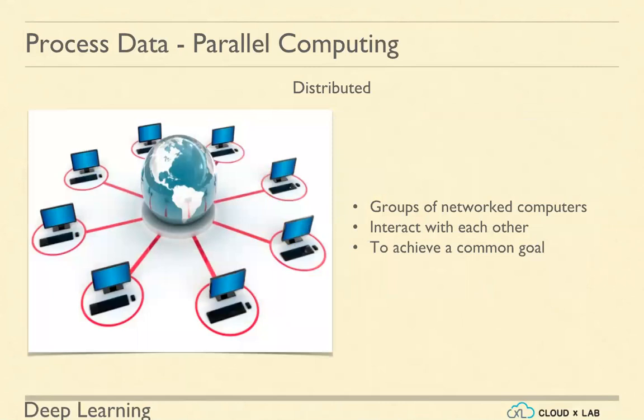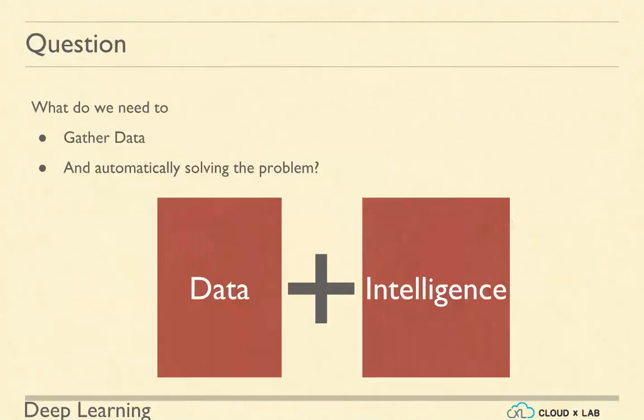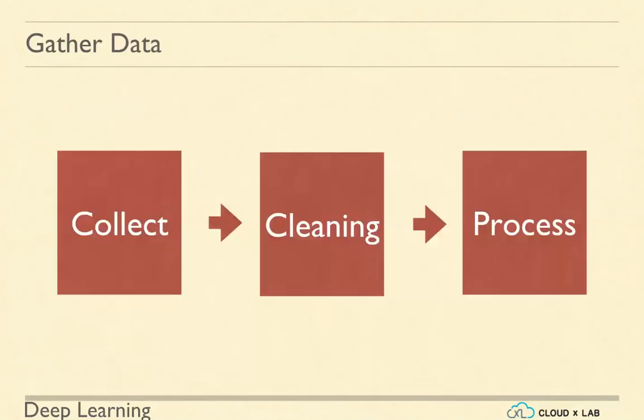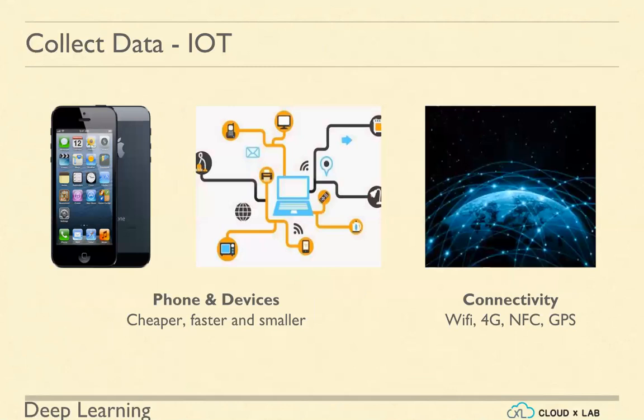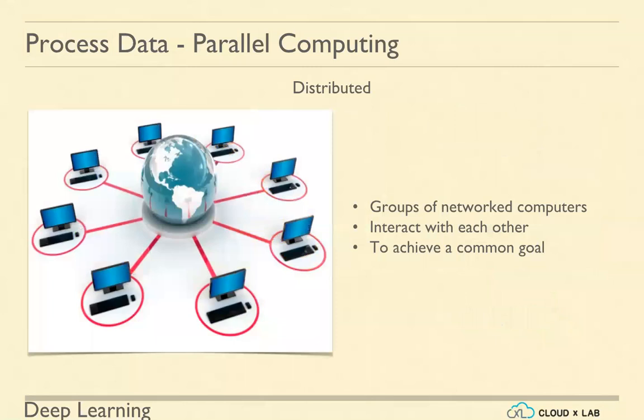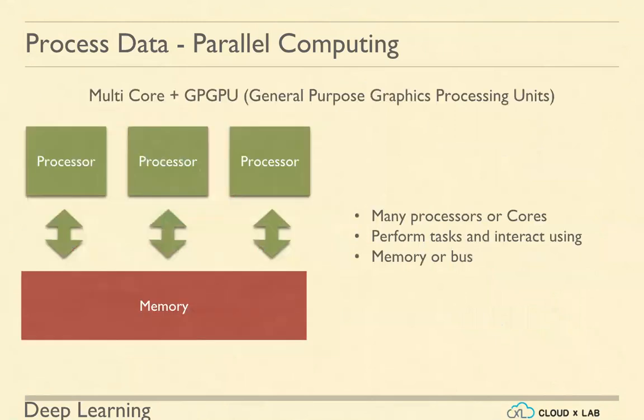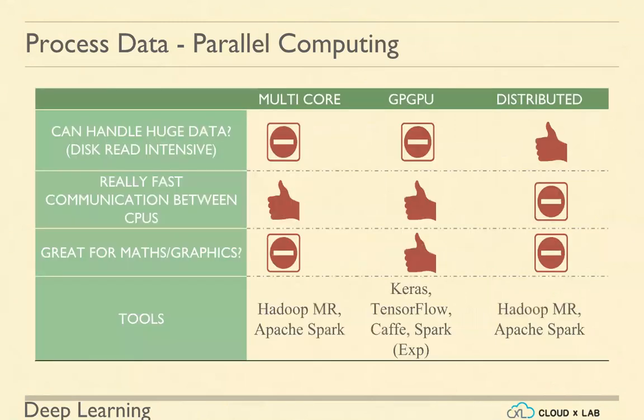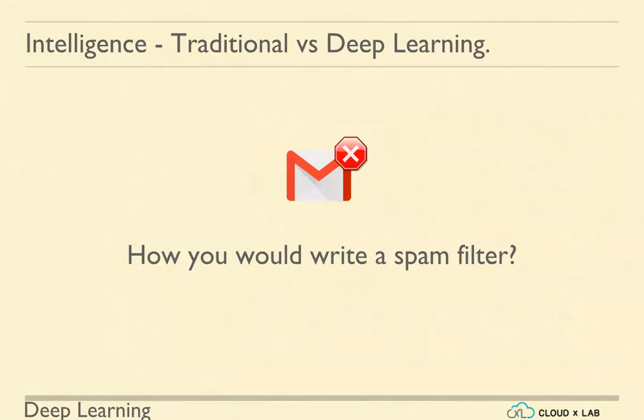So we talked about data and intelligence, and for data we need to gather, clean, and so on. For gathering and collecting the data, we need IoT devices, crawling, and other systems. And for processing data, parallel computing is done using distributed systems, GPUs, or maybe TPUs. Now, the traditional approach versus the machine learning approach is what I'm going to talk about.